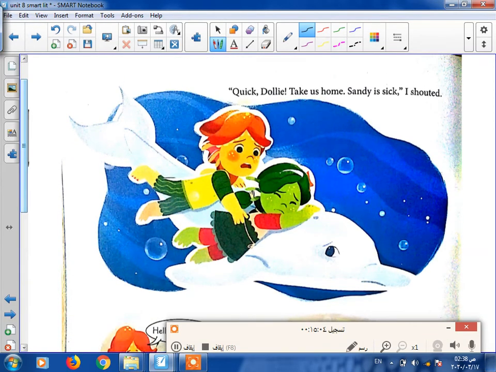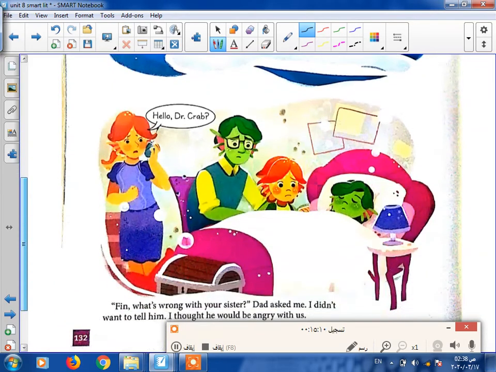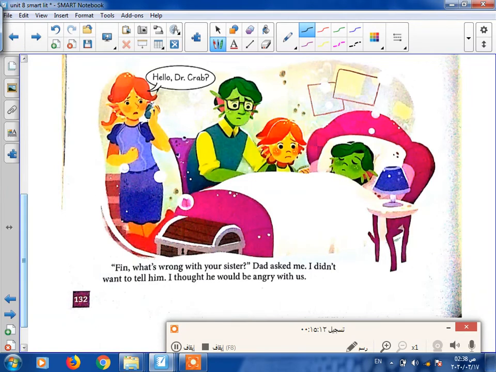Quick, dolphin, take us home. Sandy is sick, I shouted. Hello, Dr. Crab. The doctor came to see Sandy and her sister. They are very ill. So, Finn, what's wrong with your sister? Dad asked me. I didn't want to tell him. I thought he would be angry with us.